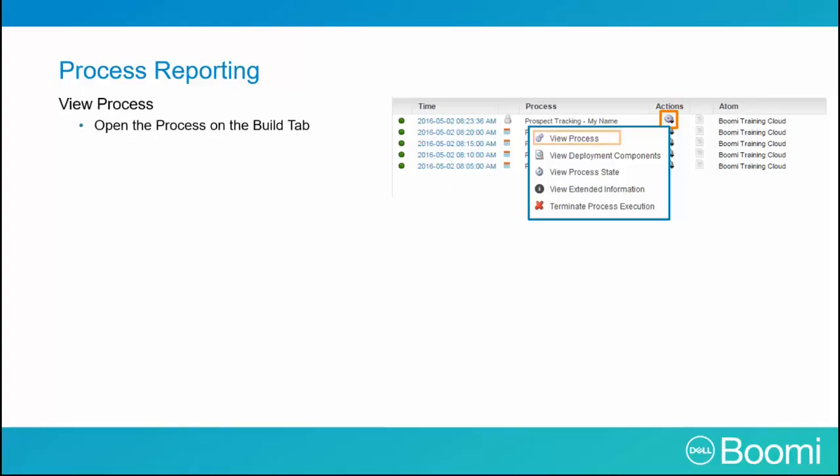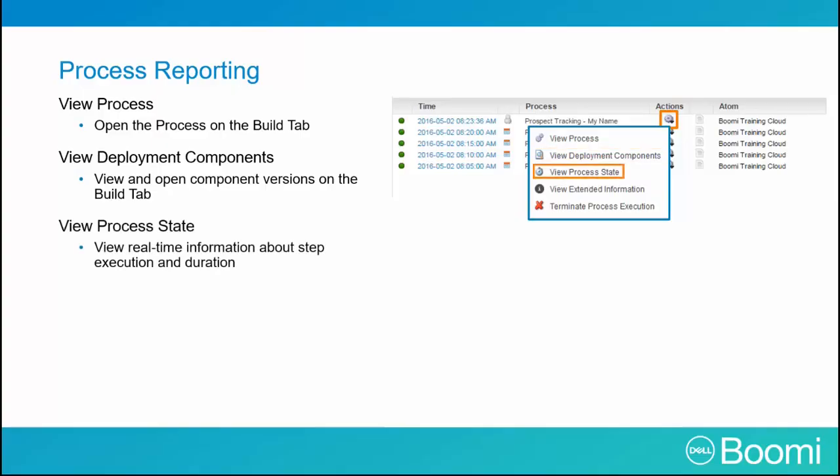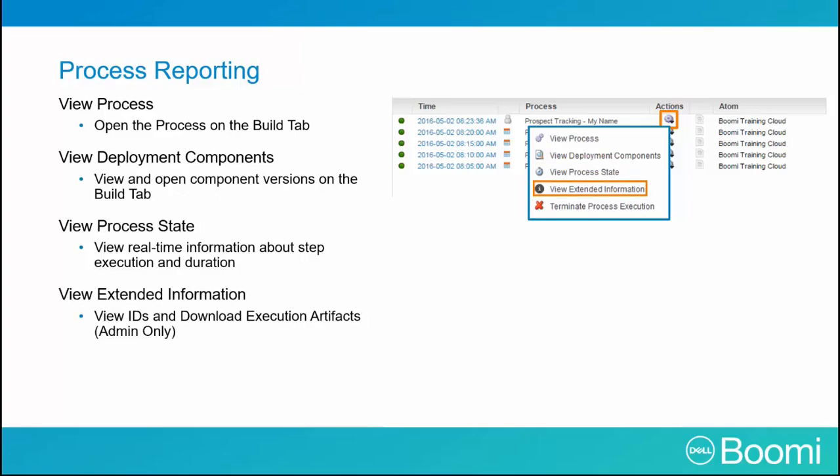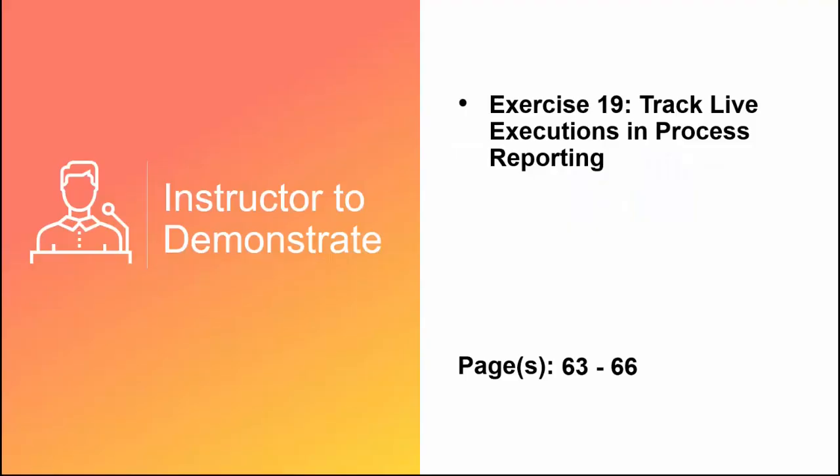You can view the process, which will open the process on the Build tab. View the deployment components, which will view and open the component versions on the Build tab. You can view the process state, which will view real-time information about the step execution and duration. You can view the extended information. For this, you need administration privileges to view the execution, process, atom, and deployment IDs, and the ability to download execution artifacts. Finally, you can cancel a process execution, which would end processes in a pending state.